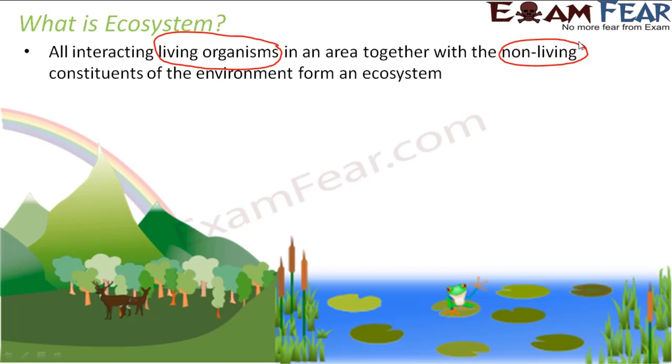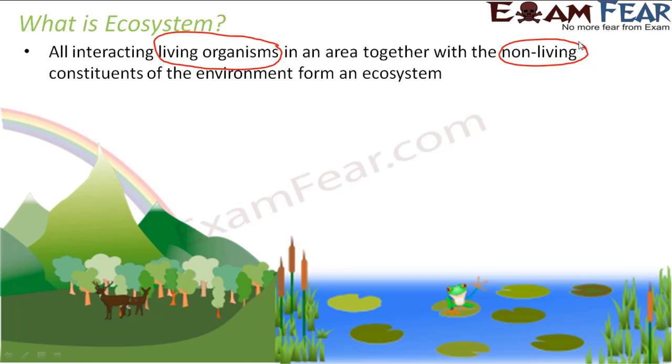It would include anything like water, dissolved gases, air, soil. These are the non-living components. So how these living organisms and non-living organisms interact with each other, and they form an ecosystem.